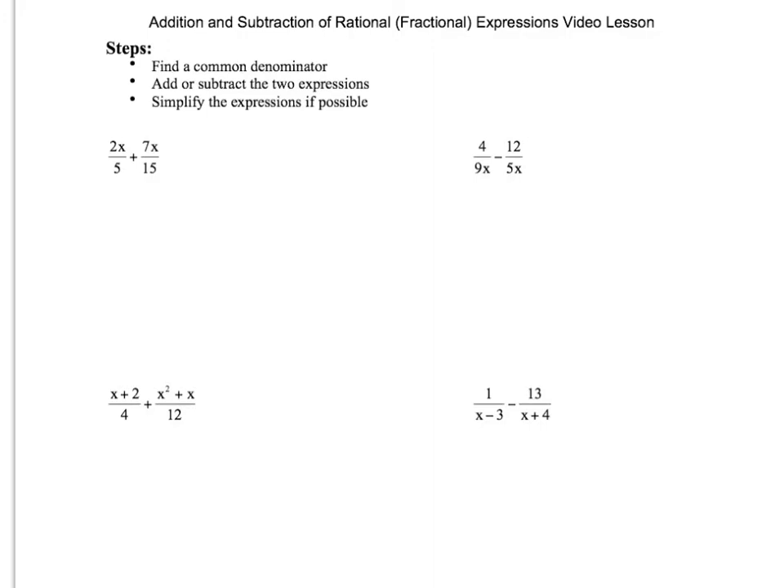The first problem we have is 2x over 5 plus 7x over 15. The common denominator between 5 and 15 is 15. Now, in order to get to 15, I know that I need to multiply 5 by 3. But whatever I do to one, I have to do to the other, so I have to do that in the numerator as well. 3 times 2x is 6x. 5 times 3 is 15. The other one is already a 15, so I'm not going to touch that fraction. I'm just going to rewrite it.